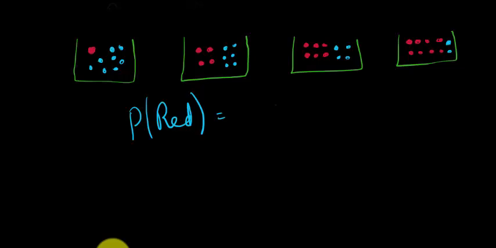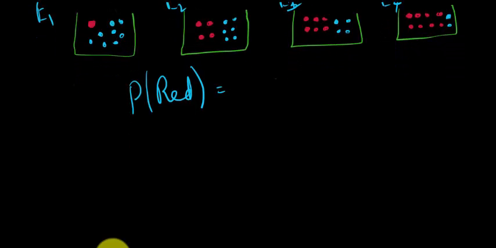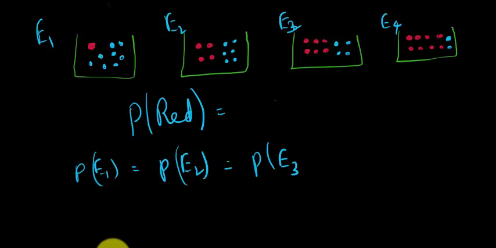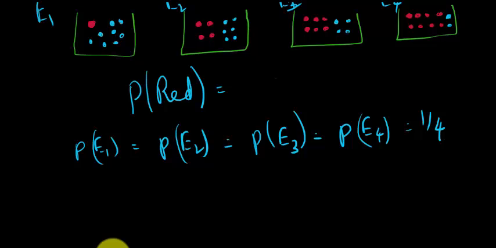Very easy. I'm going to consider this bag as E1, picking up this bag as E2, this as E3, and this as E4. Now, because all the four bags have equal chances of being picked, I know that probability of E1 is going to be equal to probability of E2, equal to probability of E3, and equal to probability of E4, which is 1/4. Okay. Now I'm going to define event A as choosing a red ball.